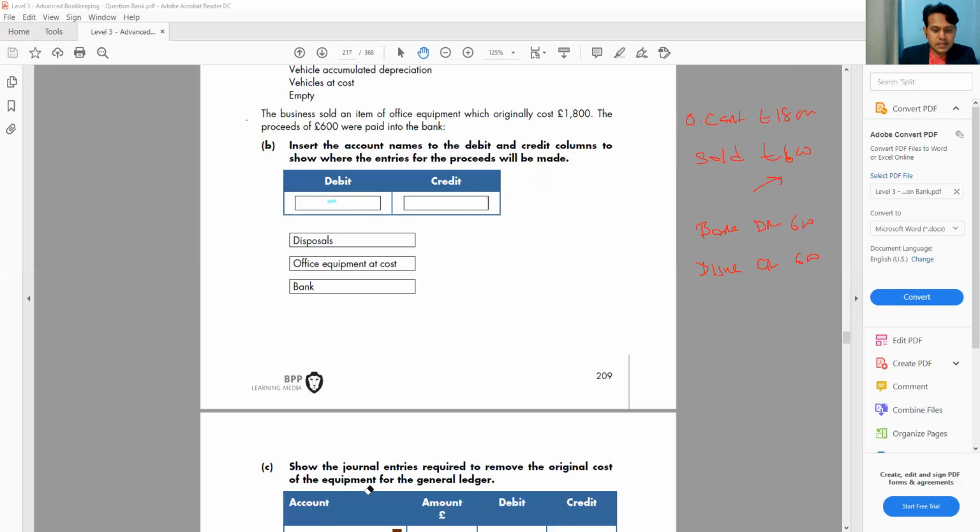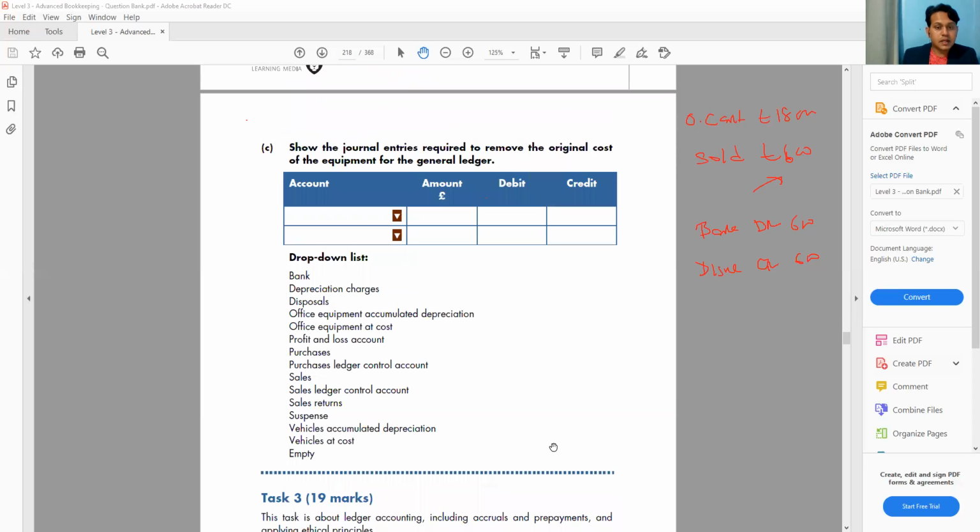All right, so let's move to the next one. The next one we have here, number C, is saying: show the journal entries required to remove the original cost of the equipment from the general ledger.